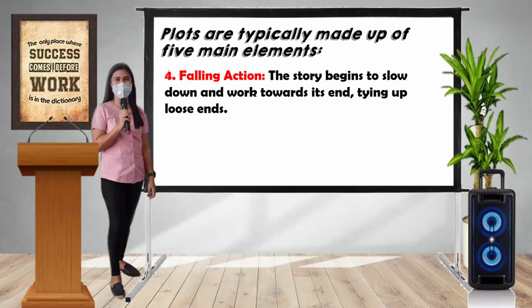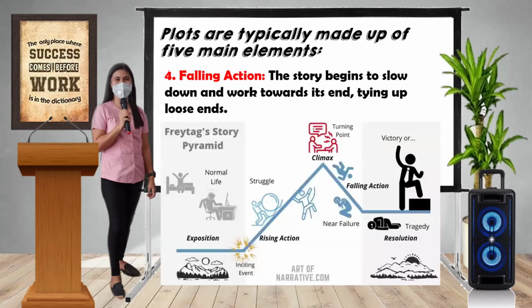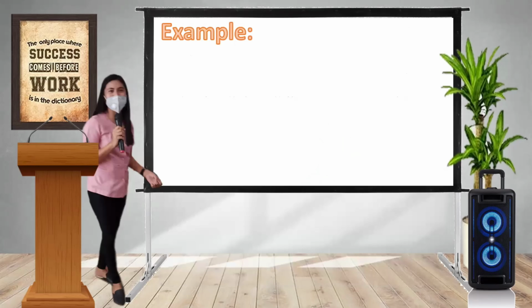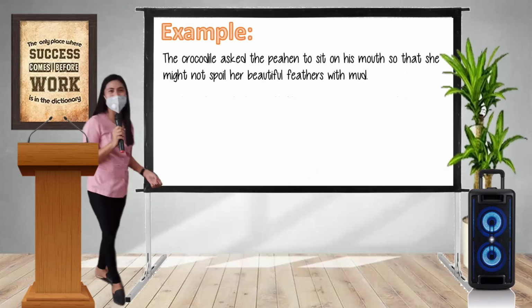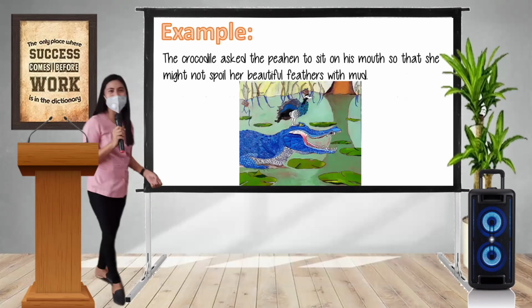Number 4 element is called the falling action. The story begins to slow down and work towards its end, tying up loose ends. In the fable, the falling action is: the crocodile asked the peahen to sit on his mouth so that she might not spoil her beautiful feathers with mud.